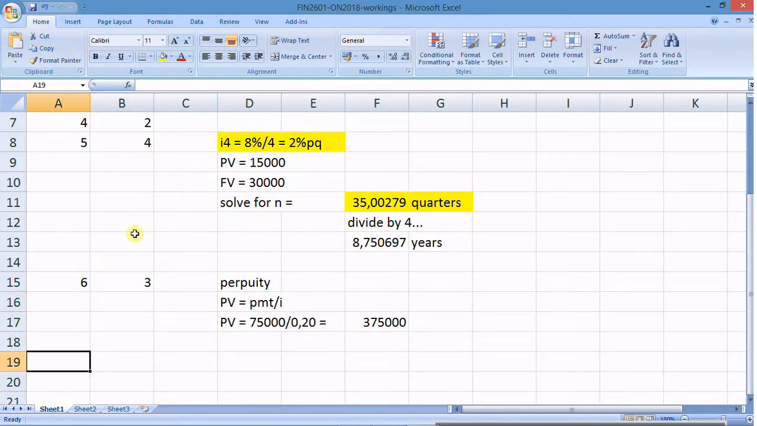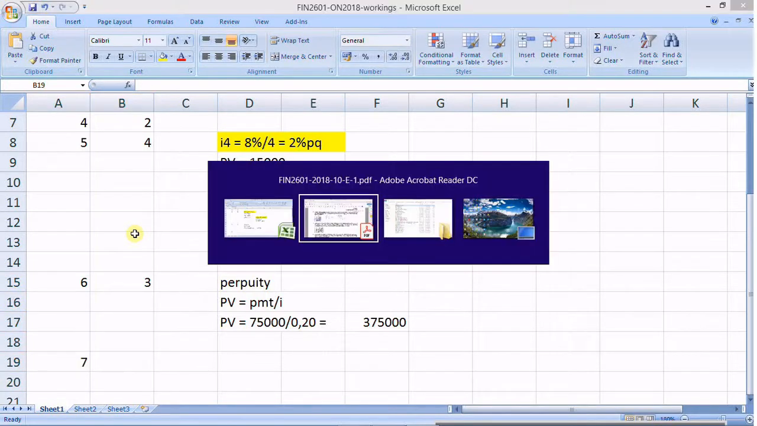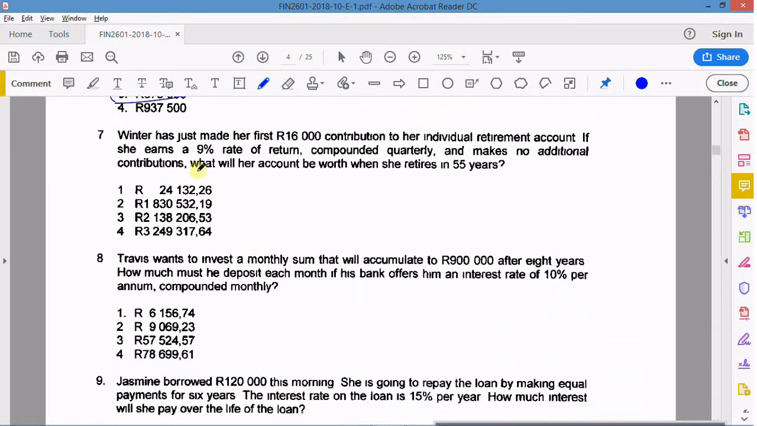This is last year's paper. Not too bad, eh? Winter has just made her first 16,000 contribution to an individual retirement account. First means the PV. First of maybe several, depending on what we have. If she earns a rate of 9% compounded quarterly, so that's divided by 4, I4, and makes no additional contributions. So that's your PV.